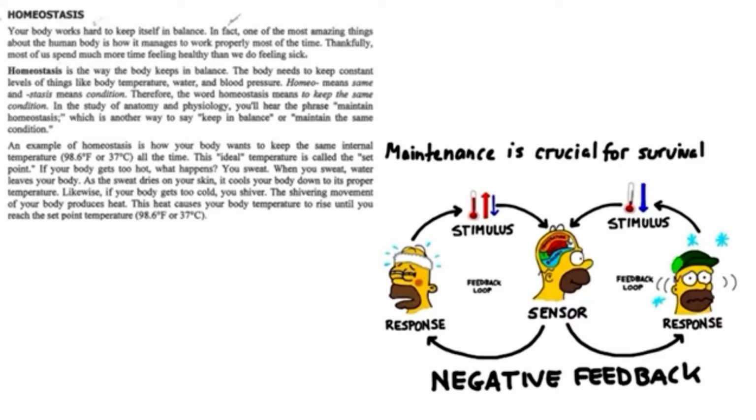Likewise, if your body gets too cold, you shiver. The shivering movement of your body produces heat. This heat causes your body temperature to rise until you reach the set point temperature, 98.6 degrees F or 37 degrees C.